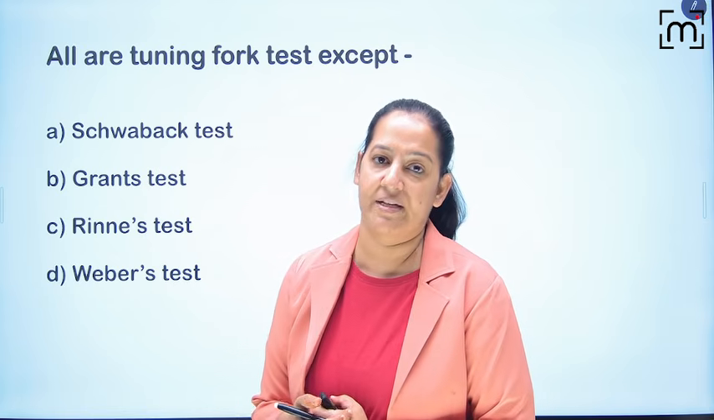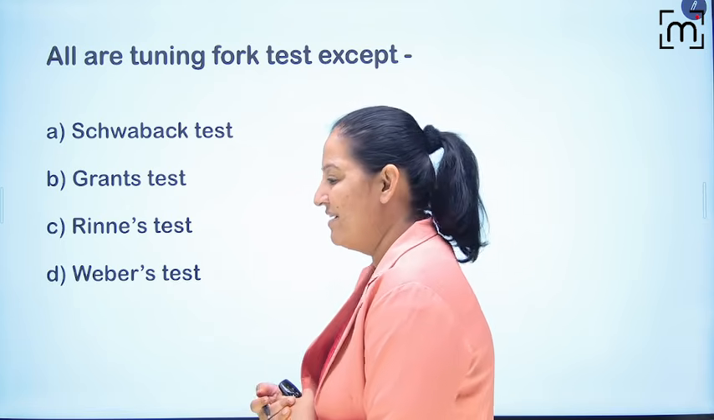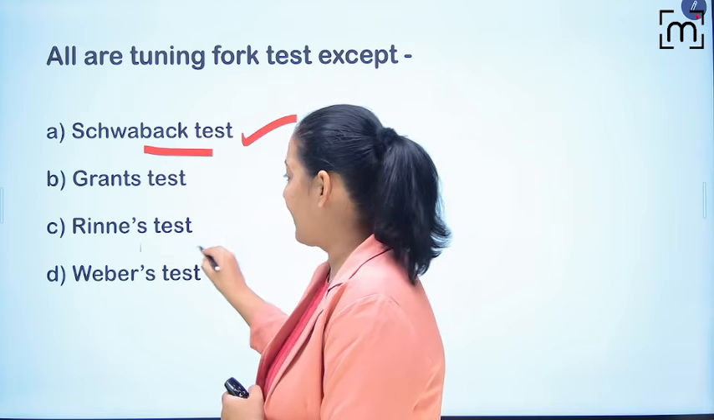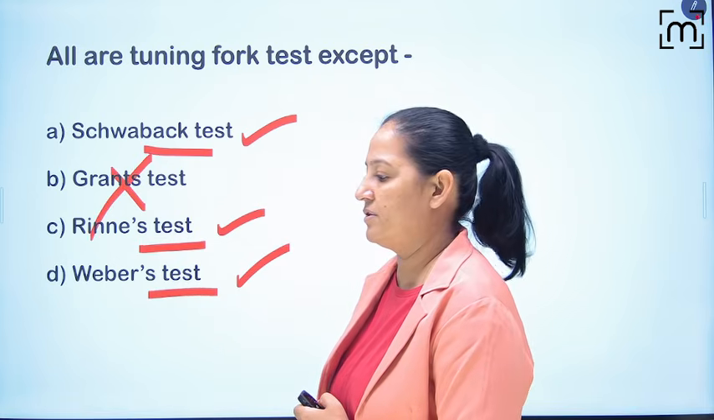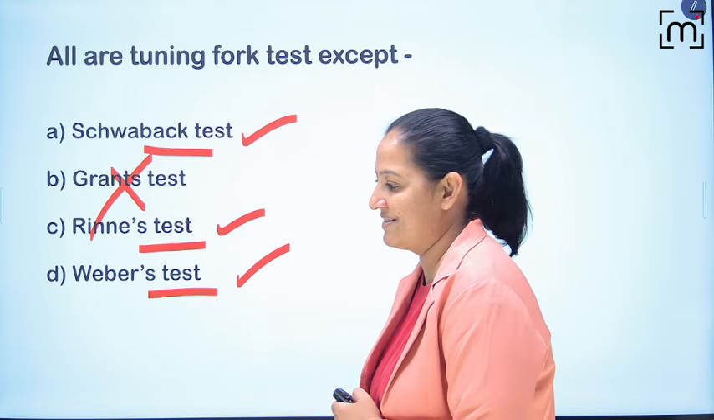All are tuning fork tests except. Which of the following is not a tuning fork test? There are 6 tuning fork tests, na? Schwabach's test is a tuning fork test. Rinne's test is a test. Weber test is a test. But Grant test is not a tuning fork test. I guess the correct answer is B. Okay? Yes, you are right. The correct answer is B.